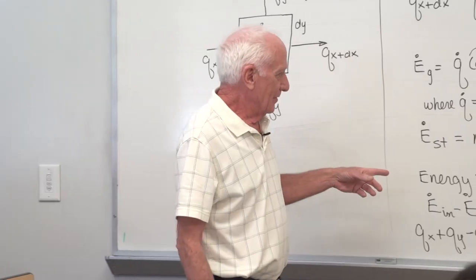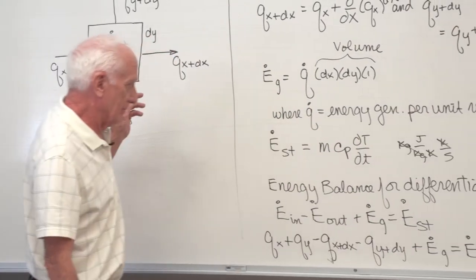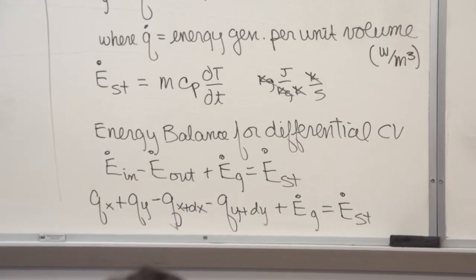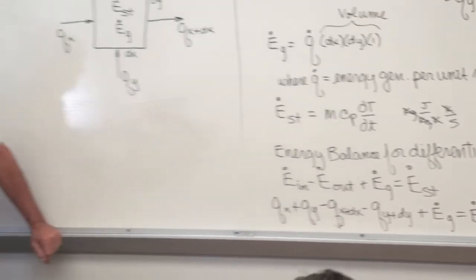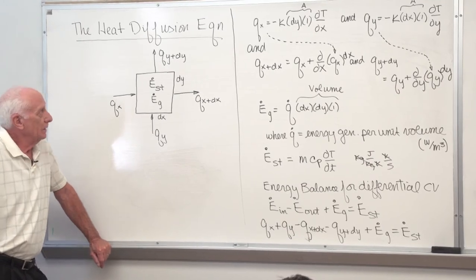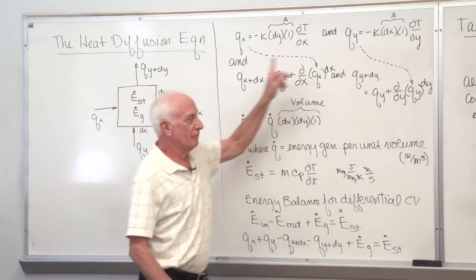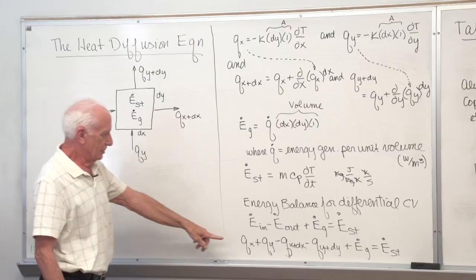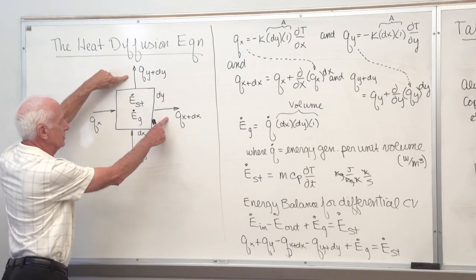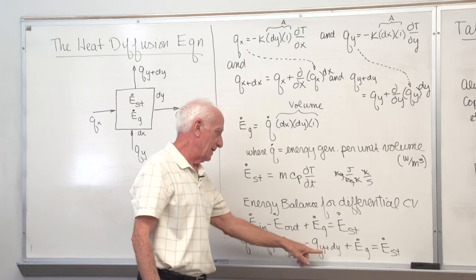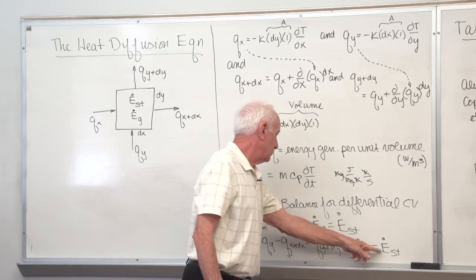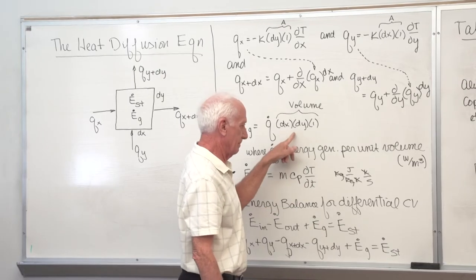Now, we look at the energy balance for that differential control volume. This is the last part of chapter 1. Energy balance for a control volume: E dot in minus E dot out plus E dot gen equals E dot storage. What comes in is Qx and Qy from my picture. Those arrows come in. What goes out? Qx plus dx, Qy plus dy. There they are, minus, minus. Plus E dot gen, put in there for that. E dot storage, this is storage.